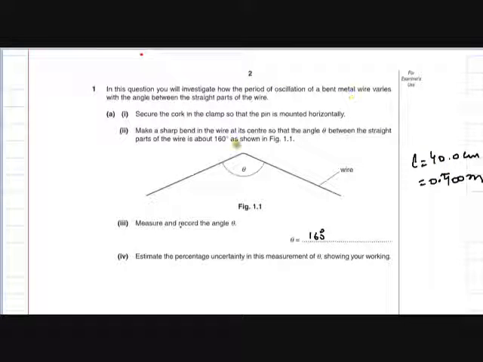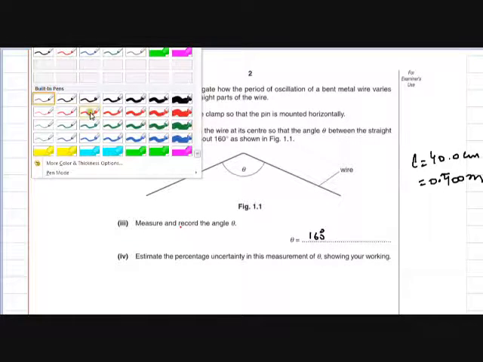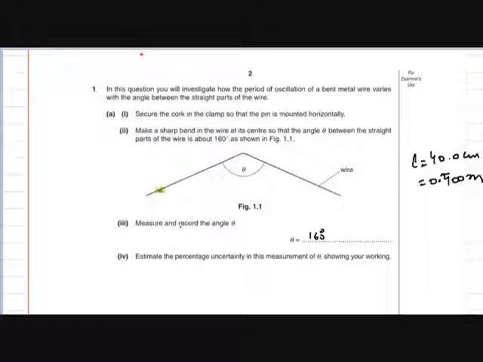Now he says measure and record angle theta. I have seen some students measuring, just let me take the red pen first. I have seen the student taking this angle and they say this is 160, but it is just not on the scale. You have to make this wire 160 and record it here. 160 degree with no decimal places. Why no decimal places? Because you have used the protractor which has the least count of 1 degree.